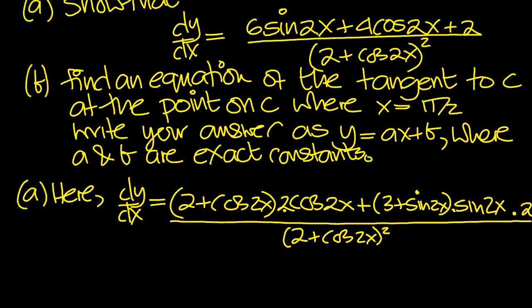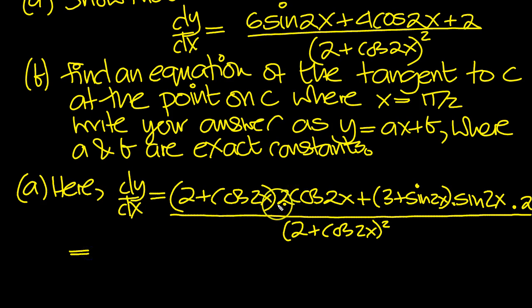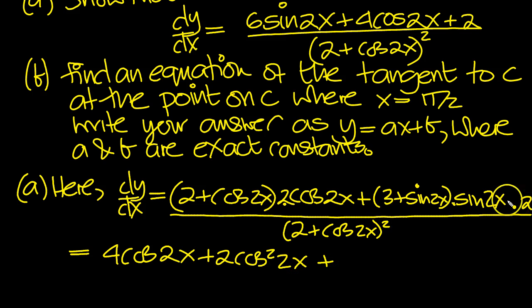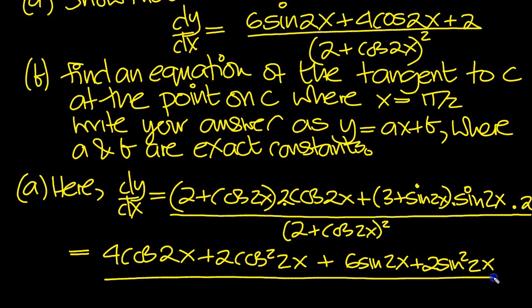So let's tidy that up then and see if we get this answer here. What do we get? 2 cos 2x times 2 is 4 cosine 2x. And then we've got 2 cos squared, haven't we? Plus 2 cosine squared 2x when we expand that bracket. Now this one will have a 2 times a 3 times the sine 2x, that's 6 sine 2x. And then the second term, sine 2x times 2 is 2 sine squared 2x, all divided by (2 plus cosine 2x) all squared. So we want to make it look like this, don't we? So let's bear that in mind.